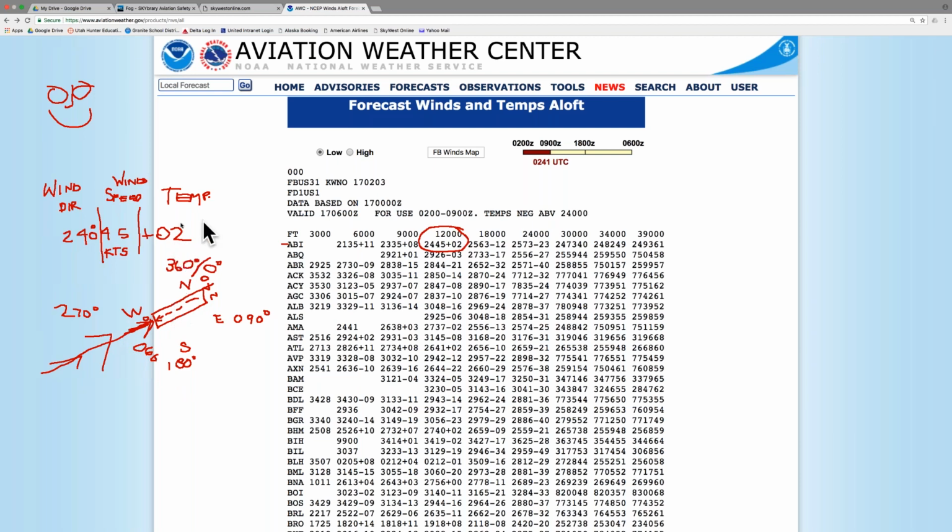Okay. So we've got our wind direction, we've got our speed, and this is our temperature in what? Celsius. Very good. So when we're reading this chart and how we apply ISA to it, the ISA lapse rate, or the standard adiabatic lapse rate, is 2 degrees, and I need you guys to write this down, 2 degrees Celsius per 1,000 feet.